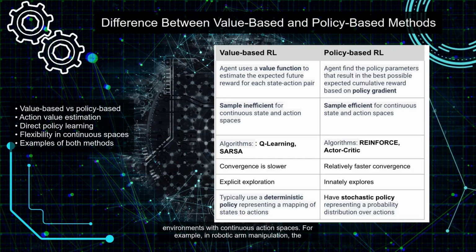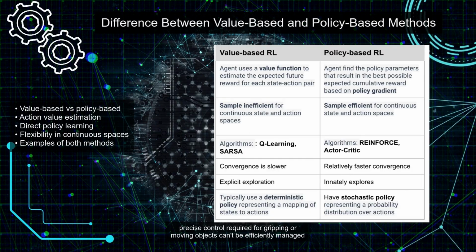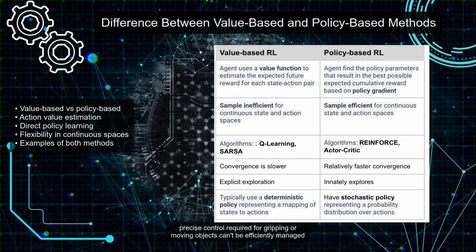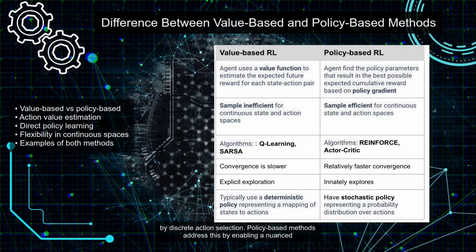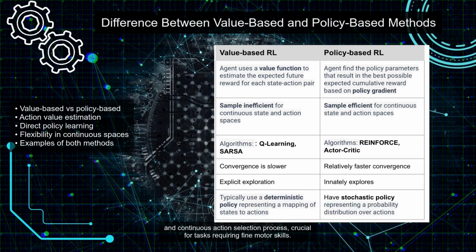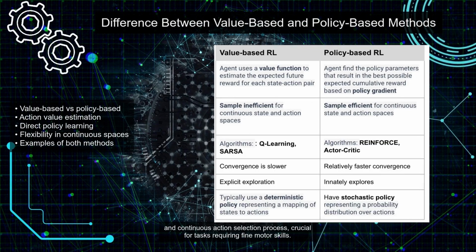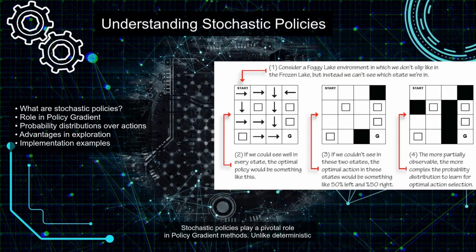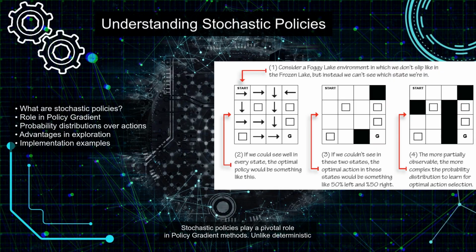For example, in robotic arm manipulation, the precise control required for gripping or moving objects can't be efficiently managed by discrete action selection. Policy-based methods address this by enabling a nuanced and continuous action selection process, crucial for tasks requiring fine motor skills. Stochastic policies play a pivotal role in policy gradient methods.